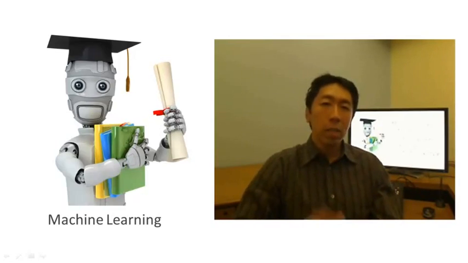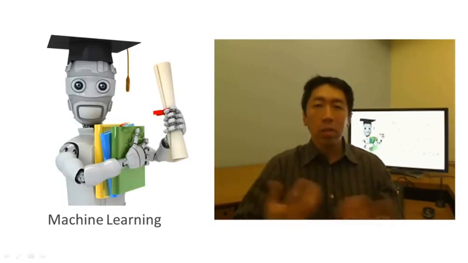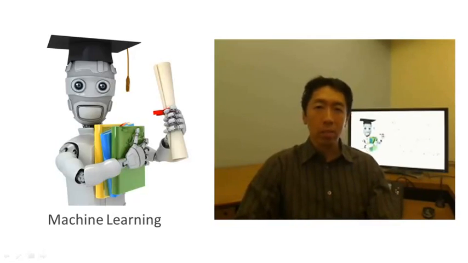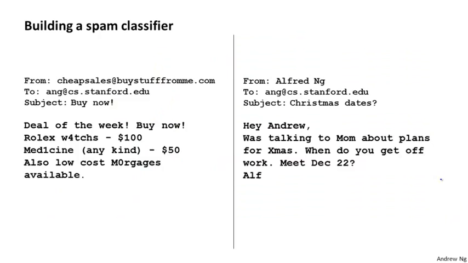Concretely, I'd like to begin with the issue of prioritizing how to spend your time on what to work on, and I'll begin with an example on spam classification. Let's say you want to build a spam classifier.